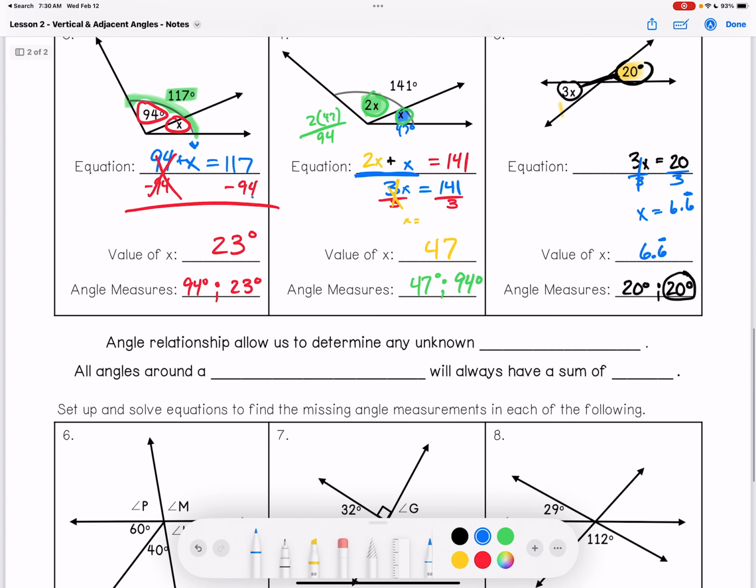Number 3 for today. What was the war between the North and the South in the United States called?